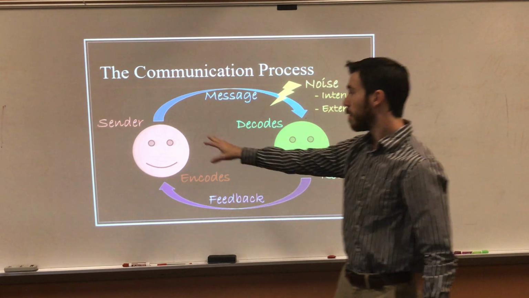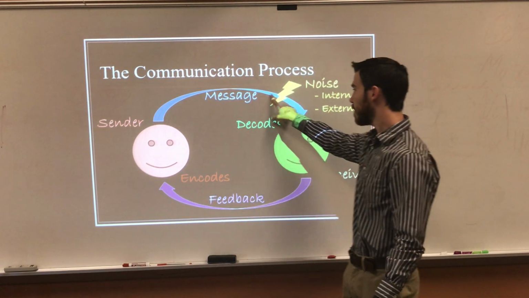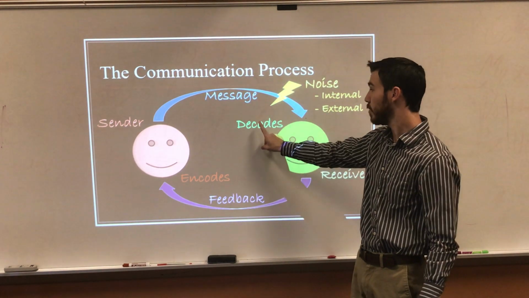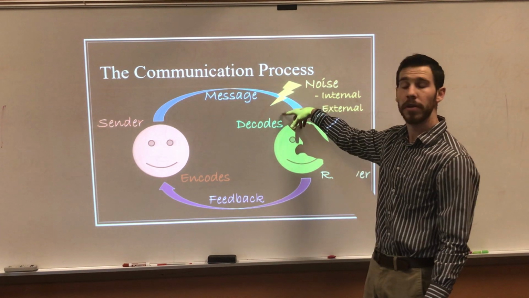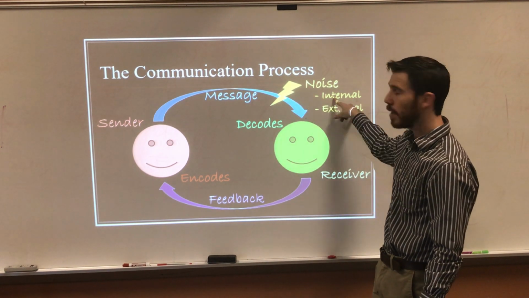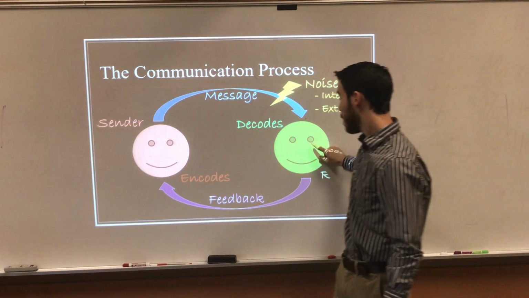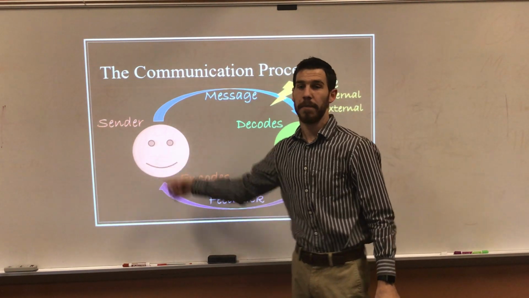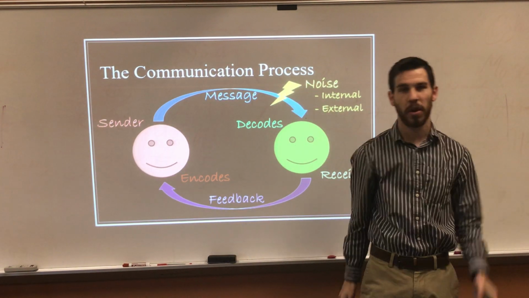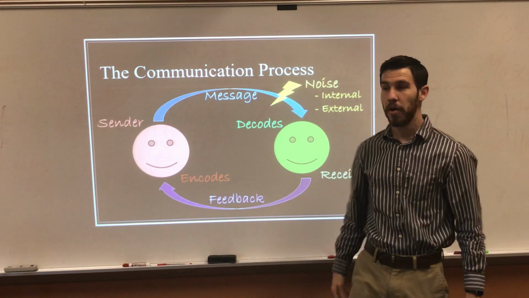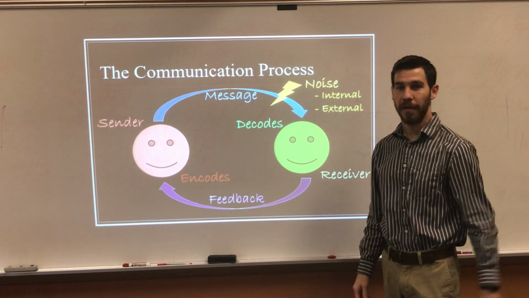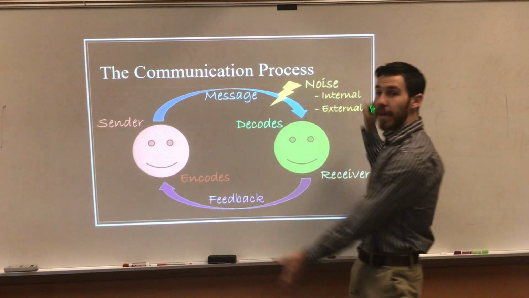So, this is it. The sender encodes a message, sends the message over to the receiver who has to decode it. There might be some communication barriers, also known as noise, internal or external, and then the receiver will then send feedback back, even if the feedback is a thumbs up or a thumbs down or, I don't know, away or something less appropriate, right? So this is the communication process.